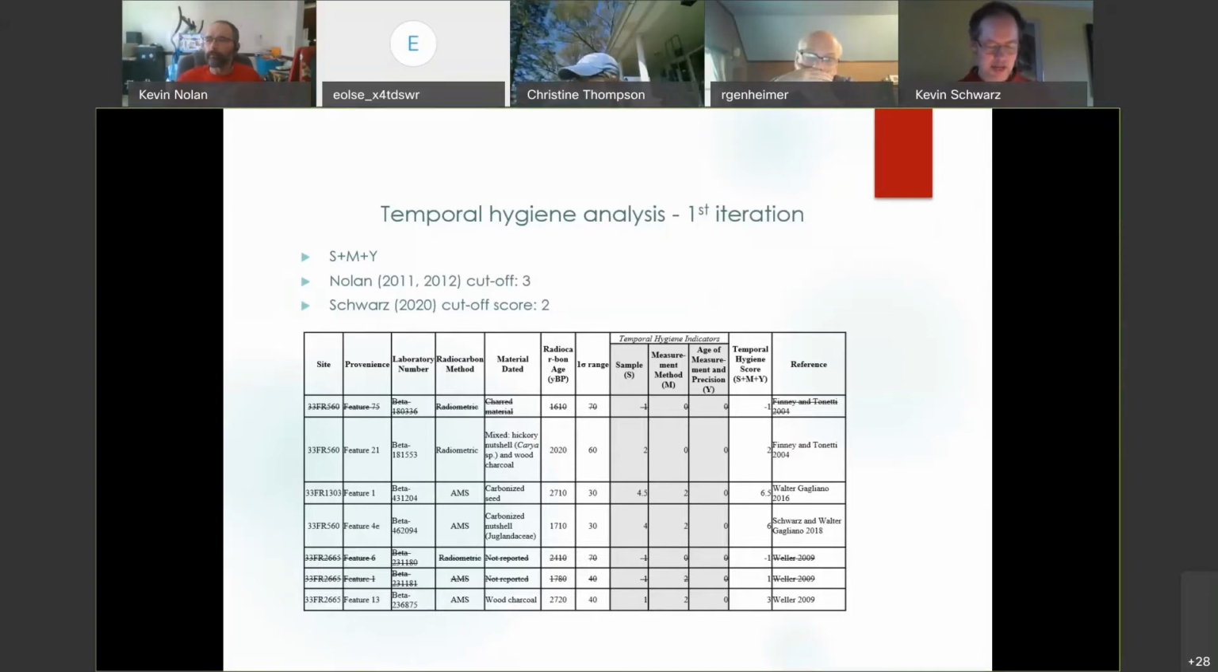So higher is better. But I considered my study to be exploratory. So I made my cutoff score 2, and then I do change it up later. So I'll show you how that works out. Next slide.